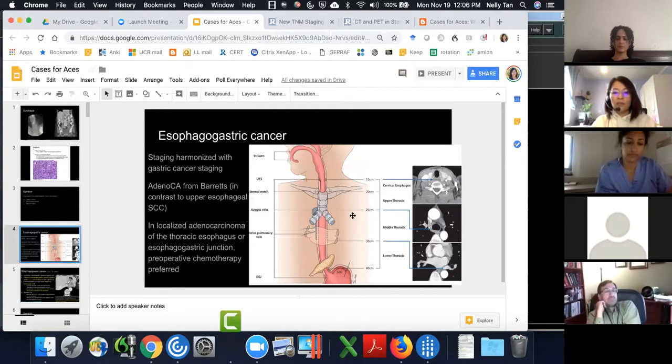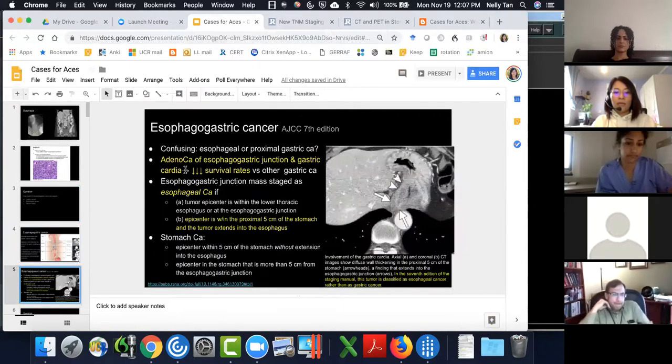So these are the different parts of the esophagus. So we have the upper, middle, and lower esophagus. So the mass is epicentered in the GE junction, within 5 centimeters of the cardia are considered distal esophageal cancers, not stomach cancers. As I mentioned, this was contentious because it was very confusing. People didn't know if esophageal gastric cancer was esophageal or proximal gastric.